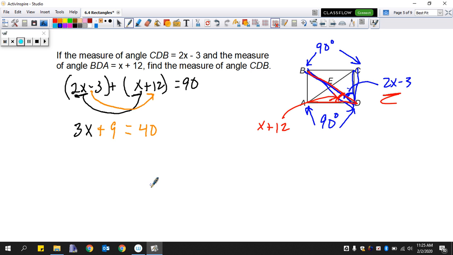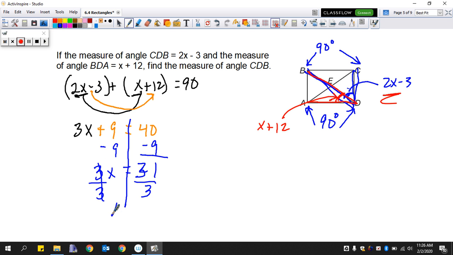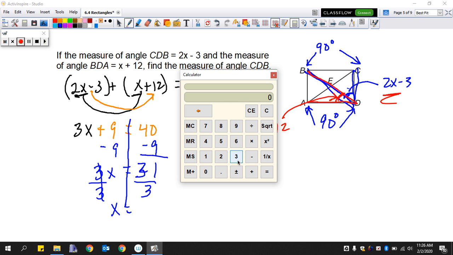So now we solve for x. We're going to subtract 9. Subtract 9. And we end up with 3x is equal to 81, divided by 3. X is equal to 81 divided by 3, which is 27.